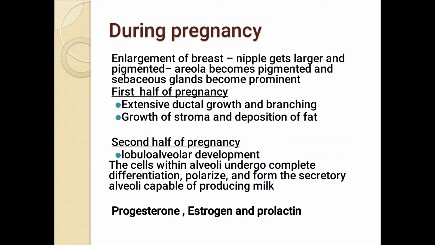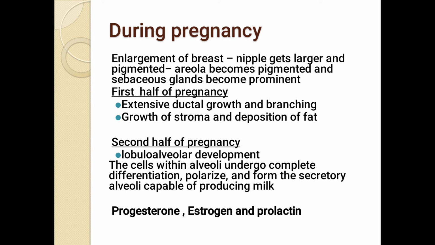During pregnancy, there is enlargement of the breast. The nipple gets larger and pigmented, the areola becomes pigmented and sebaceous glands become prominent. The parenchymal growth of the breast occurs at the expense of stroma, which is degraded to make room for enlarging lobulo-alveolar structures. During the first half of pregnancy, there will be extensive ductal growth and branching, and there will also be growth of stroma and deposition of fat.